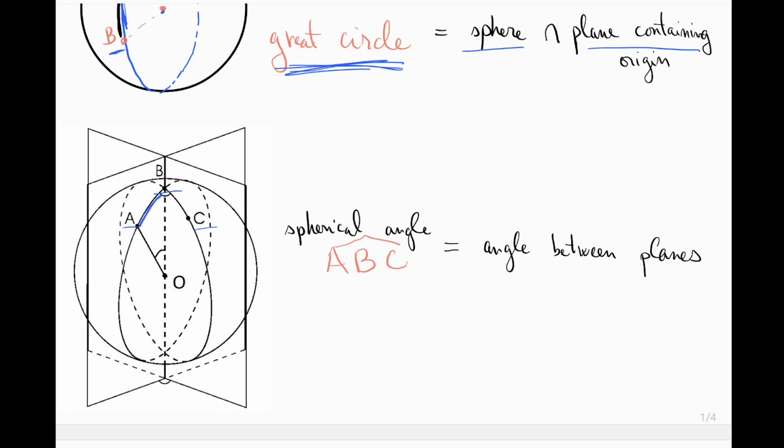planes that contain these points and the origin, right? So this plane here cuts out the arc AB, and this plane here cuts out the arc BC, right? Now, if I want to understand the spherical angle ABC, that's nothing but the angle between these 2 planes that I just constructed, right? So spherical angles are really angles between the planes that cut out the great circles in question. Okay, good. So we understand what spherical segments are, and we understand what spherical angles are.